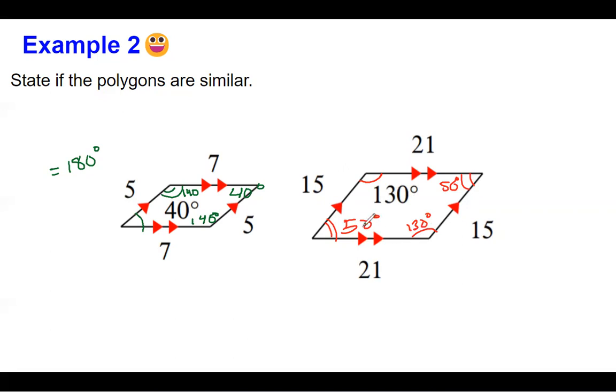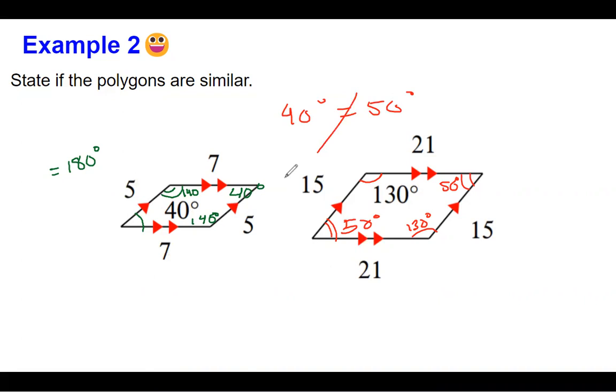So let's go through our properties. My corresponding angles have to be congruent. My corresponding sides have to be proportional. Now, what do you guys think about this one? The angles are not congruent. Even if we find a corresponding angle, for example, this one between 5 and 7, 15 and 21, 40 degrees does not equal 50 degrees. So therefore, my corresponding angles are not congruent.